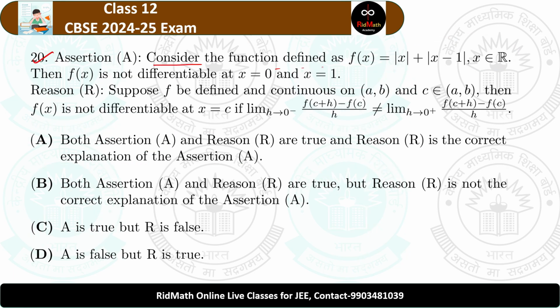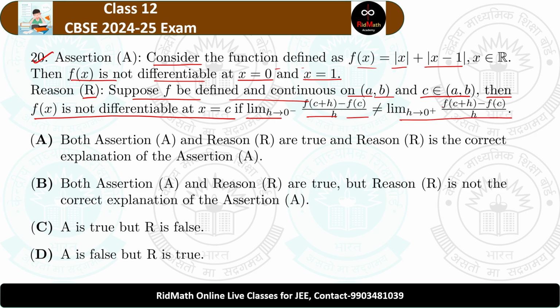Consider the function defined as f(x) equal to mod x plus mod x plus 1, x belongs to R. Assertion: f(x) is not differentiable at x equal to 0 and x equal to 1. Reason: suppose f is defined and continuous on an open interval (a, b) and c belongs to (a, b), then f(x) is not differentiable at x equal to c if the left limit is not equal to the right limit.